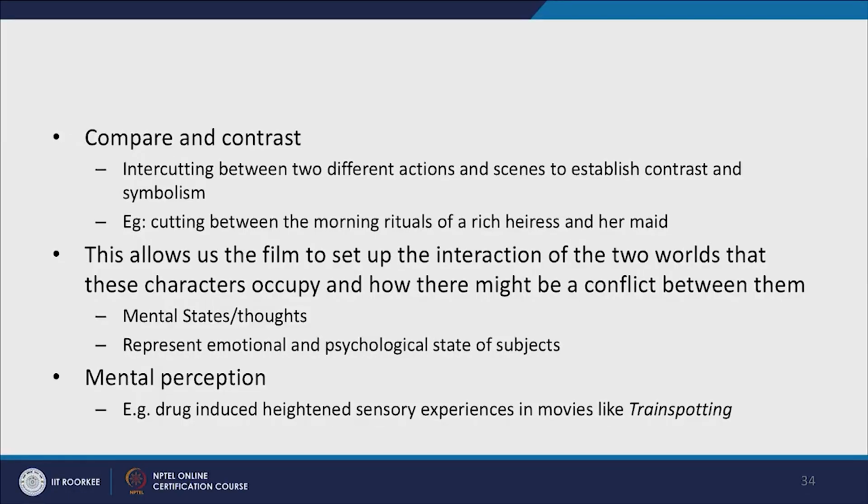It also allows the filmmaker to establish an interaction between two seemingly different worlds and world pictures, and it may suggest the conflict between different mental states and thought procedures, and it may also represent the mental perceptions of people with the help of this technique.